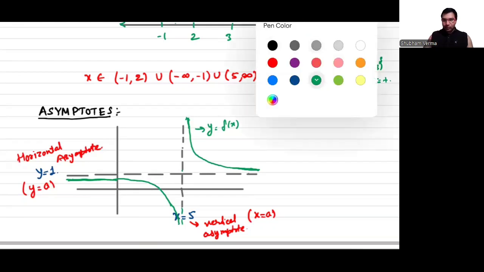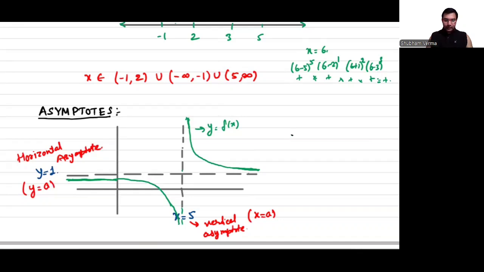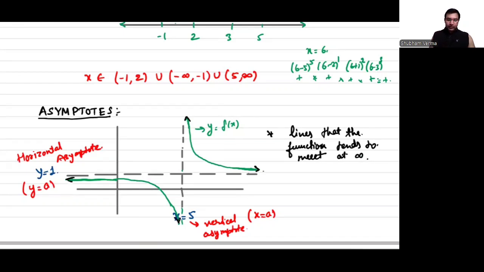So let me write it over here. What are asymptotes? Asymptotes are the lines that the function tends to meet at infinity. See, here also it is going towards infinity. Here also it is going towards infinity. Here also, and here also. Are you getting it?